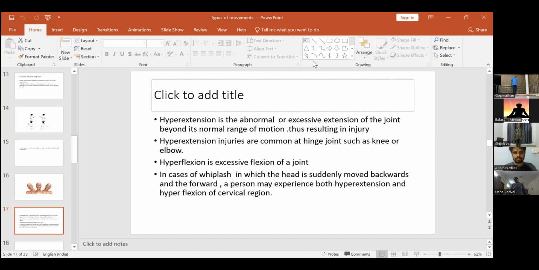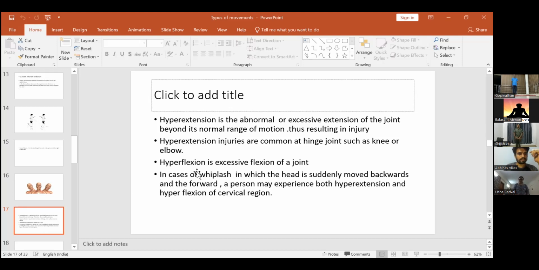Listen to this very carefully. Hyperextension is abnormal or excessive extension of the joint beyond the normal range of motion, thus resulting in an injury. Hyperextension injuries are more common at hinged joints like the knee and elbow. Hyperflexion is excessive flexion of a joint, due to a sudden movement backward and forward.